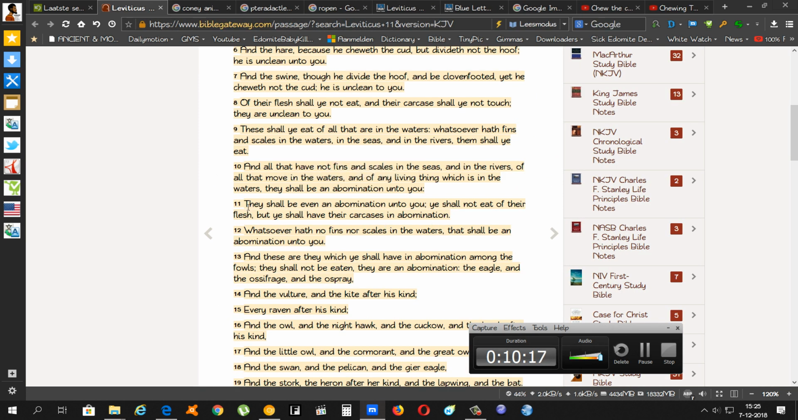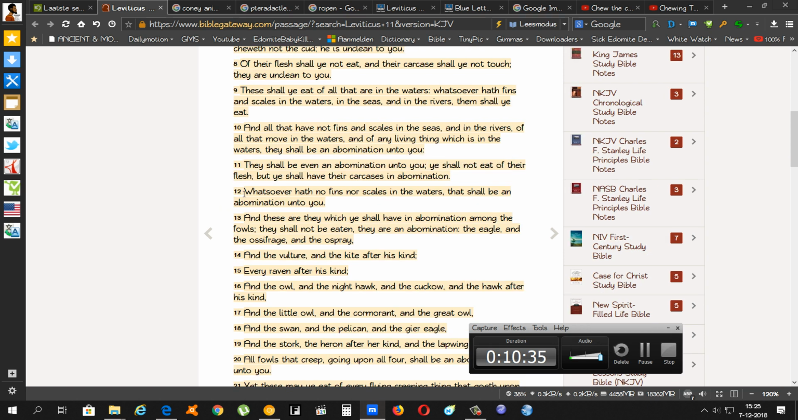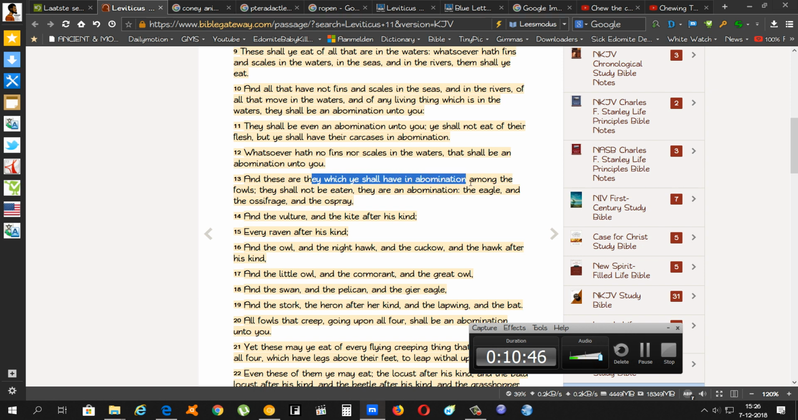Right. So it says, verse 11, they shall be even an abomination, an abomination unto you. Ye shall not eat of their flesh, but ye shall have their carcasses in abomination. Whatsoever had no fins nor scales in the waters, that shall be even an abomination unto you. And these are they which ye shall have in abomination among the fowls. A fowl is a bird, right? They shall not be eaten.